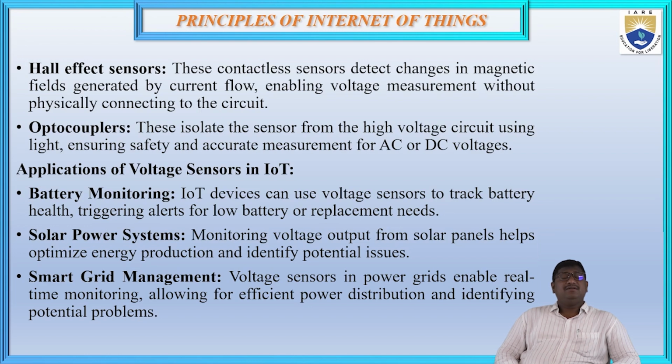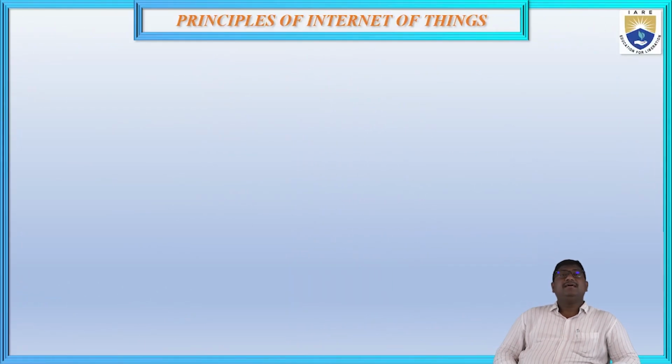Smart grid management: by using the voltage sensor in power grids, we are also doing real-time monitoring of how efficiently the power distribution is done to the health industry, to homes, houses, all these things, how the power is equally distributed to organizations, industries, what their requirement is, whether it is going sufficiently or not. Everything is going to be monitored with the help of this particular sensor.